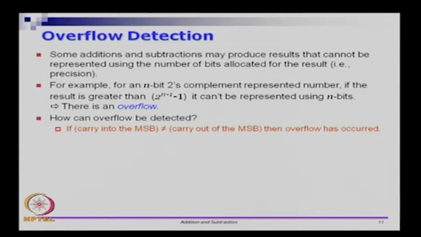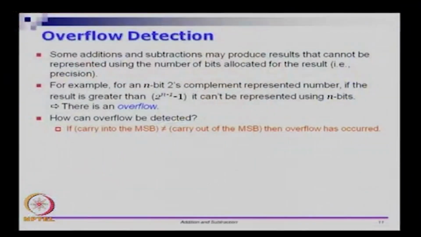So, it is possible that when you do your operation, addition or subtraction, it may end up with an overflow, which means it is ending with a number which is not represented within the range, and many times it is useful for us to know that the resultant operation is an overflow. So, how do you detect that? If the carry into the MSB is not the same as the carry out of the MSB, then overflow has occurred. This is true both for 1's complement and 2's complement numbers.